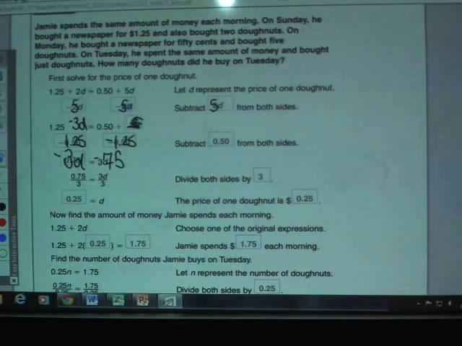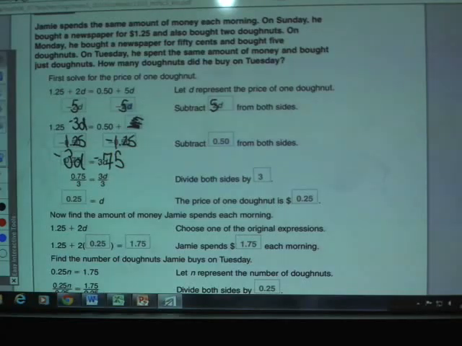Now we're going to go on and take a look at Tuesday. He spends the exact same amount of money on Tuesday, but he only bought donuts. Now we figured out that at 25 cents, he's spending $1.75 each day. We can do that a couple different ways from Sunday and Monday, but it doesn't matter which way we do it. He's only spending $1.75 each day. Remember, the question says he spends that same amount each day. That's how I know that.